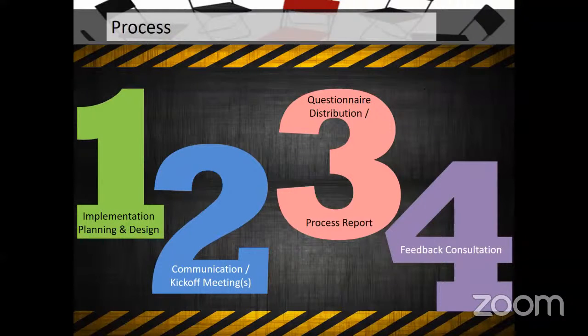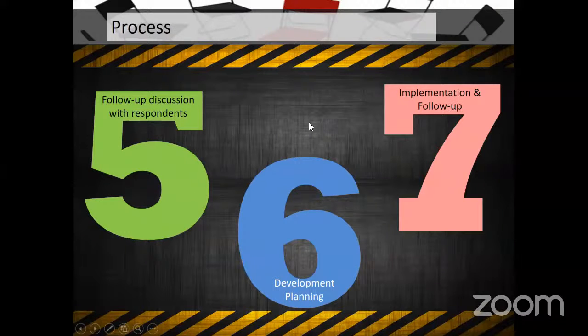Implementation, planning, and design. What design do you have? And like I've said earlier, a performance management that works for organization A may not work for organization B. So you have to define what works best for you. How do you communicate? Do you have kickoff meetings? How do you distribute the questionnaires? The process report? Do you have a report? What is your reporting system? The feedback consultations? How are you going to undertake them? Are you going to do it online? Are you going to sit with a group? So it is up to you to define what works best for you, because what works best for one organization may not work for the other organization.